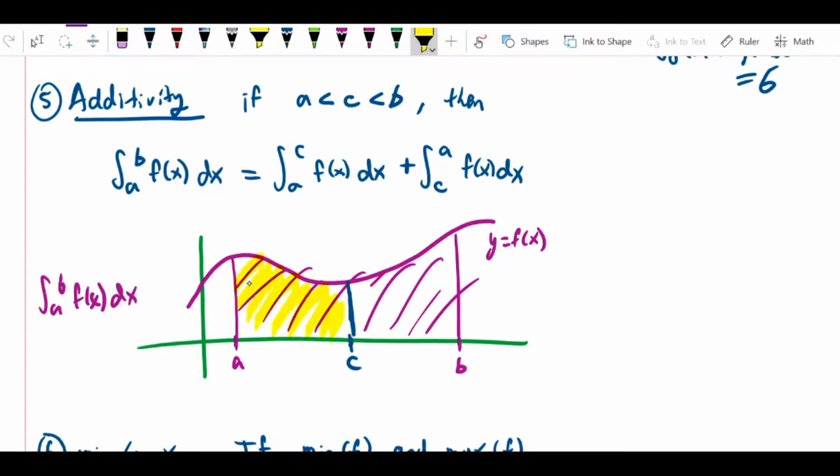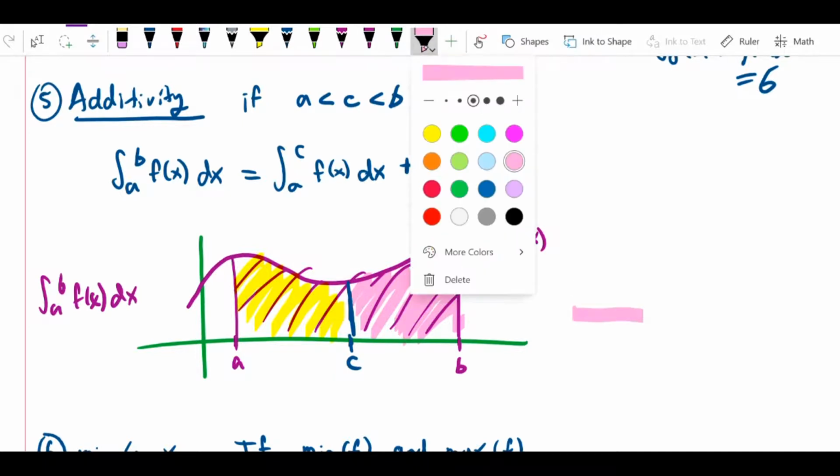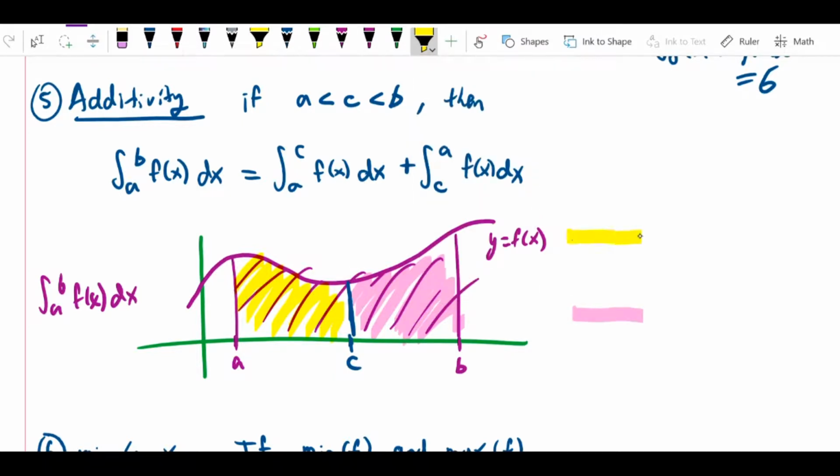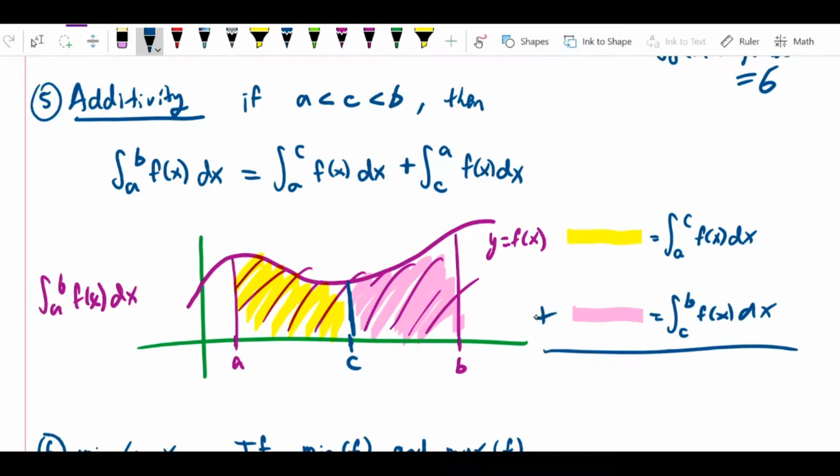For example, I'll do this in pink and yellow. The yellow part is just going to be the integral from a to c of f of x dx, and the pink part is going to be the integral from c to b of f of x dx. It makes sense that if I add these together, I'm going to get the striped region, which is the integral from a to b of f of x dx.